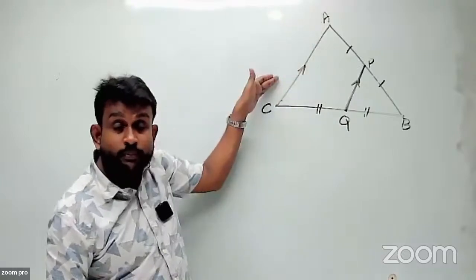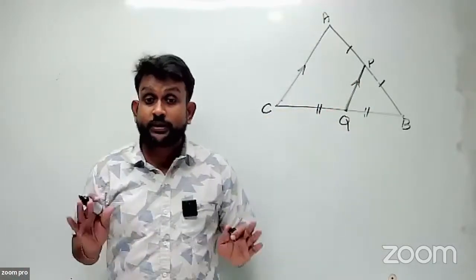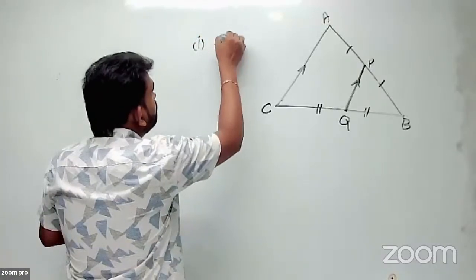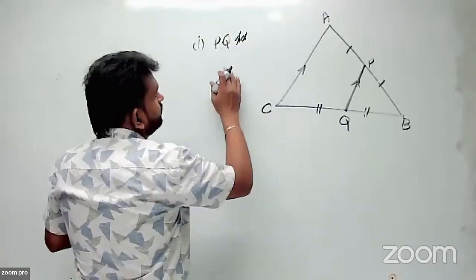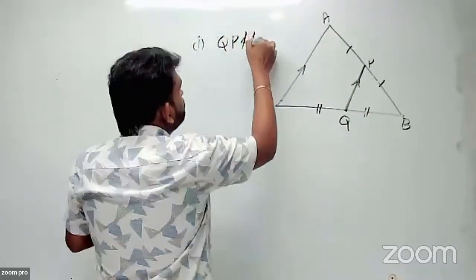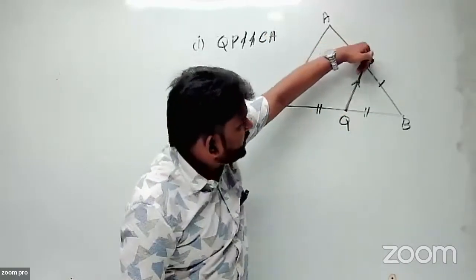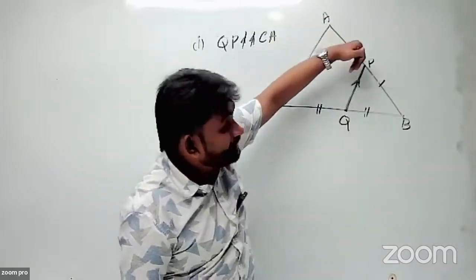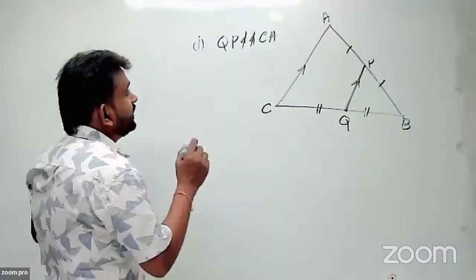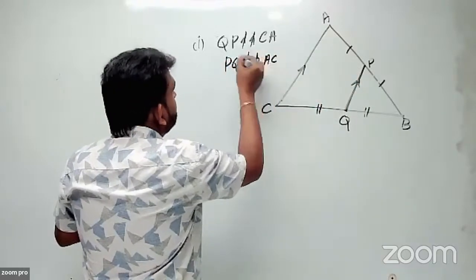Now you can see that AC is the bigger one, and PQ is half of it, so there is no discrepancy there. There are two relationships. You can write PQ parallel to AC, or QP parallel to CA. It is better to write it that way, because they run in the same direction. So this is one answer: PQ parallel to AC.